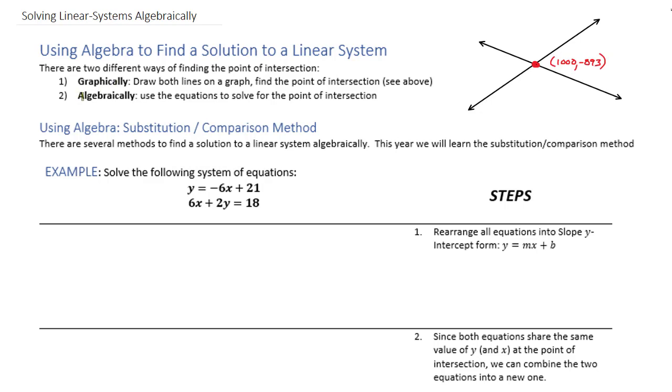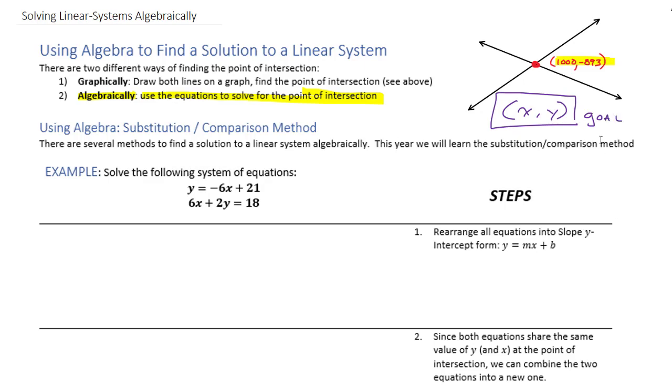So again, what are we doing? Before we did it graphically, we drew the lines to find the point of intersection. That's what we did. It says see above, see yesterday really is what it should say. And algebraically, use the equations to solve for the point of intersection. So that's what we're looking for. What is that point? Keep that in mind. The goal is to find an x coordinate and a y coordinate that these two lines meet at. That is our goal. Let's find that, okay?